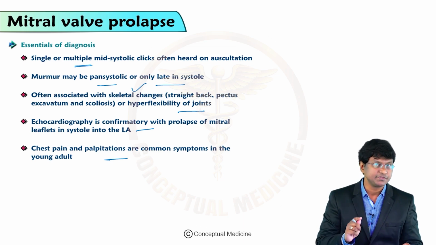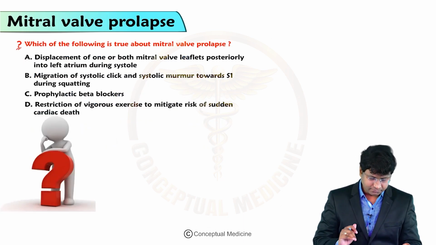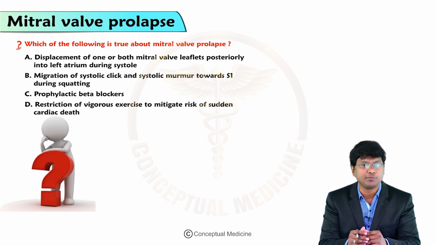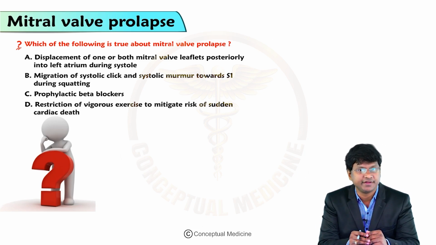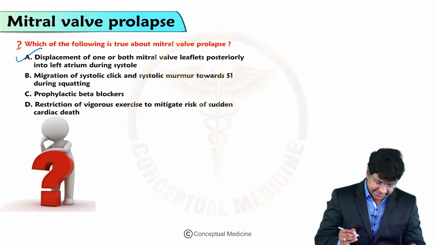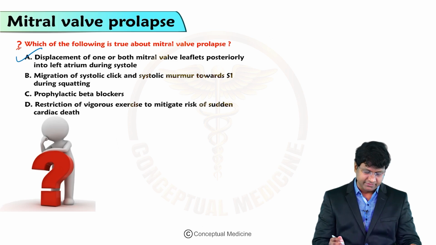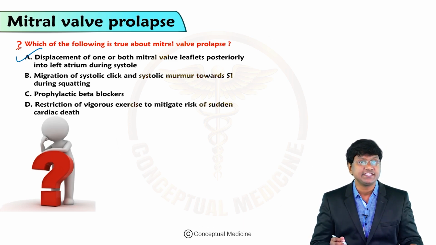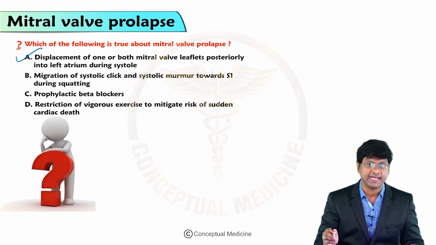And let me wind up this session by showing you one important question. Which of the following is true about mitral valve prolapse? Displacement of one or both mitral valve leaflets posteriorly into left atrium during systole. Migration of systolic click and systolic murmur towards S1 during squatting. Prophylactic beta blockers. Restriction of vigorous exercise to mitigate the risk of sudden cardiac death. So, the true statement is displacement of one or both mitral valve leaflets posteriorly into left atrium during systole, that is what your mitral valve prolapse is.